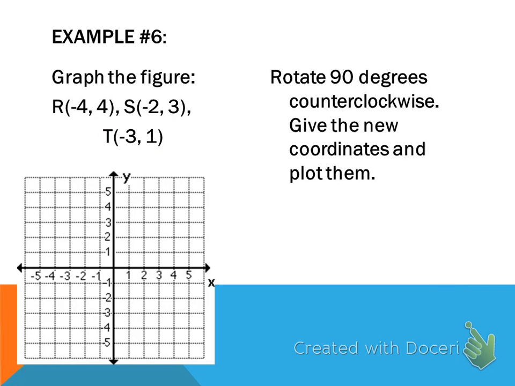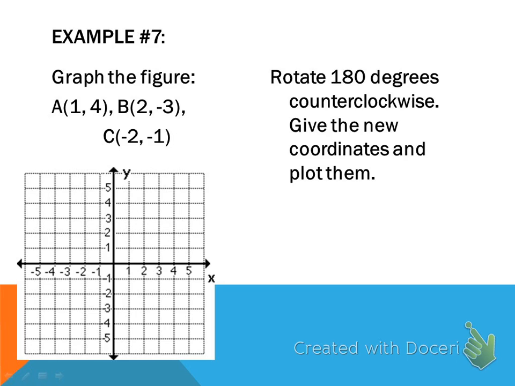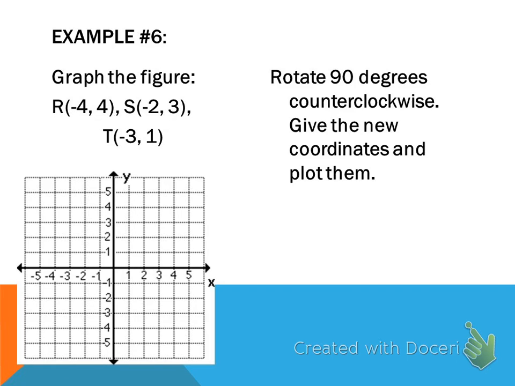On example 6, we are graphing the figure. We are going to rotate 90 degrees counterclockwise and give the coordinates and plot them of the new figure. We got a lot to do. First thing, we're just going to graph the original points. To get to -4, 4, I'm going to go which direction? From my origin. Left 4 and then up 4. Left 4, up 4, put a point, that's point R.